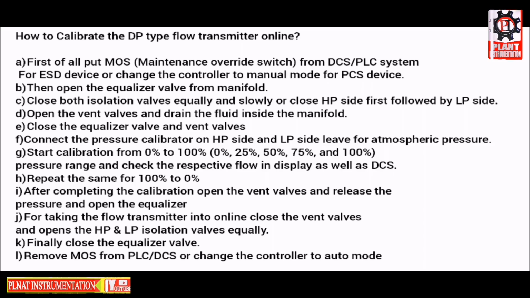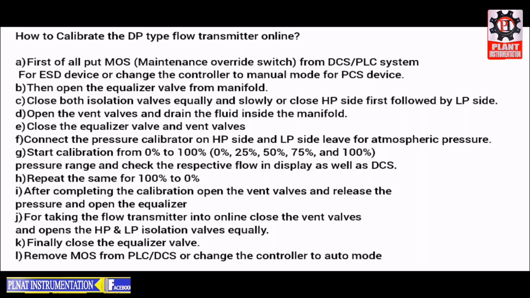Connect the pressure calibrator on the HP side and leave the LP side open to atmosphere pressure. Start calibration from 0% to 100%, like 0%, 25%, 50%, 75% and 100% of the pressure range, and check the respective flow in the display as well as DCS. Repeat the same for 100% to 0%.